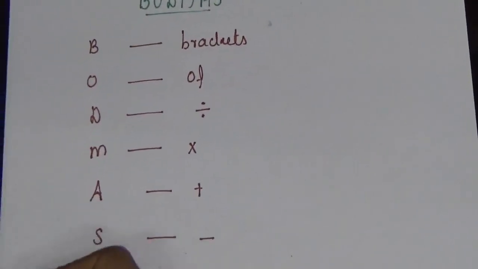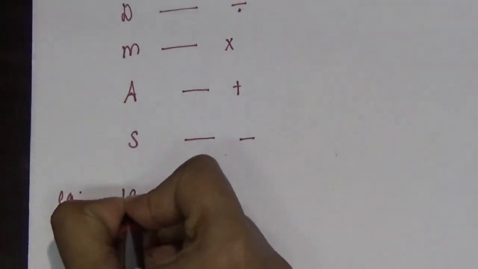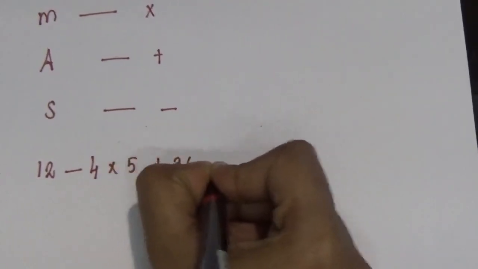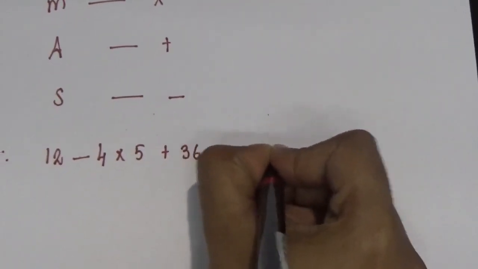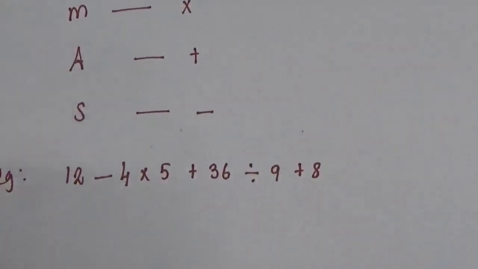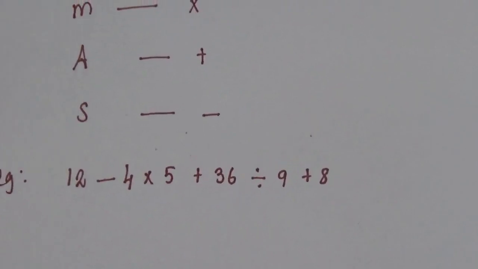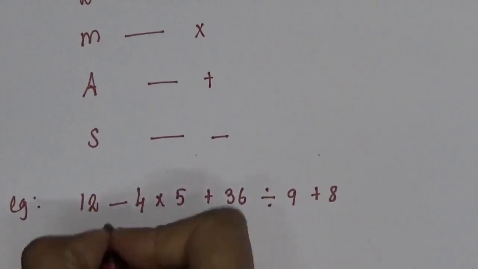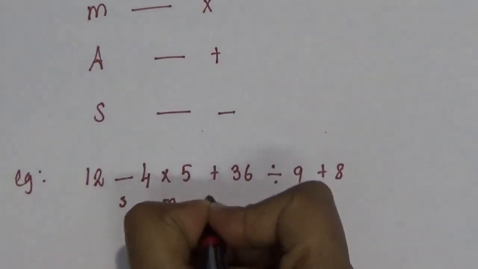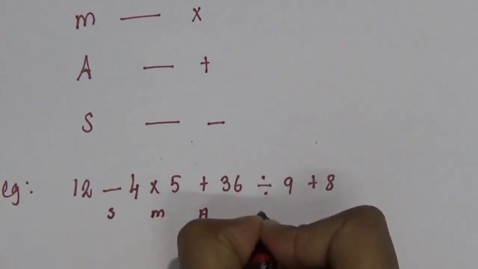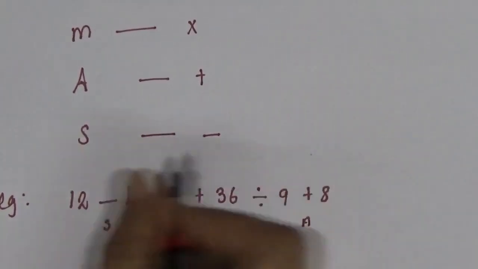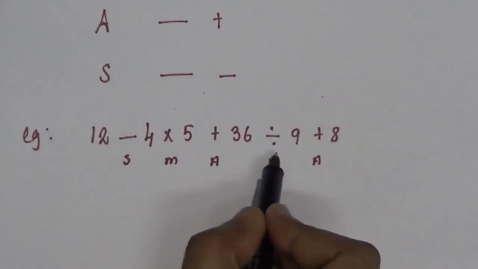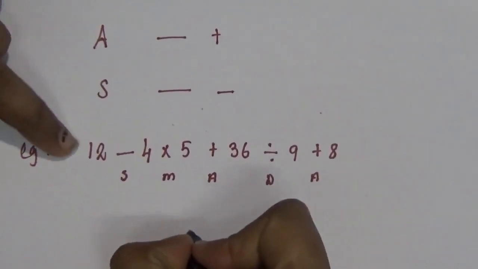Okay, let's do an example. 12 minus 4 into 5 plus 36 divided by 9 plus 8. Here, which comes first in the word BODMAS? We have subtraction, multiplication, addition, division, addition. So in the word BODMAS, which letter comes first? You can see that it is division. So you must do the division first. Okay, so how will you write this?